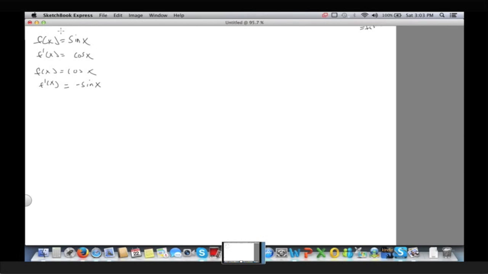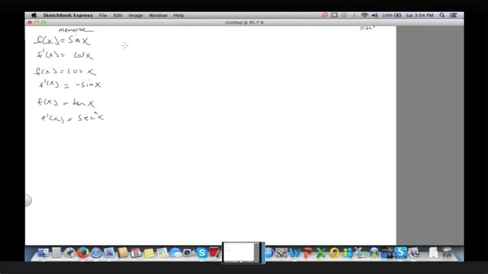So let's write down f of x equals tangent x and try to take the derivative of that. Not going to look. Let's see if I can get it. Secant squared x. Excellent. Okay, good. Cool. That's right. So that's a little different from the ones we saw before.